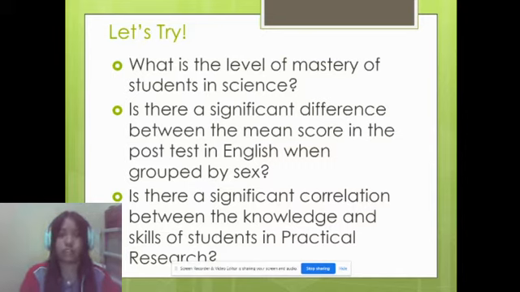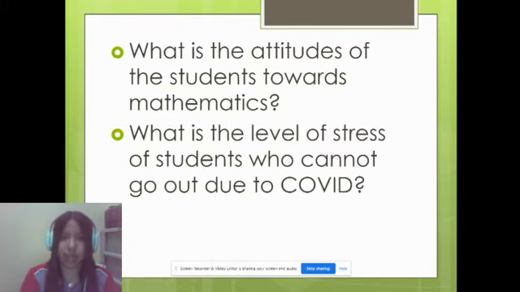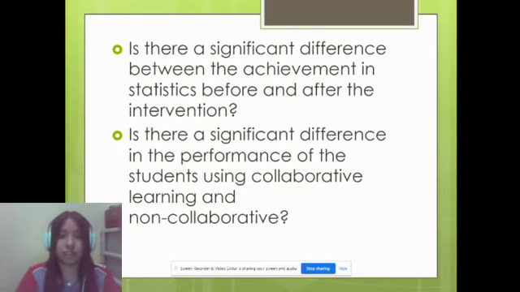and correlational. Now, if I'm going to consider an experiment before giving a post-test, then it also means that I use experimental design. Next, what is the attitude of the students towards mathematics? This is descriptive. What is the level of stress of the students who cannot go out due to COVID? It is also descriptive design.